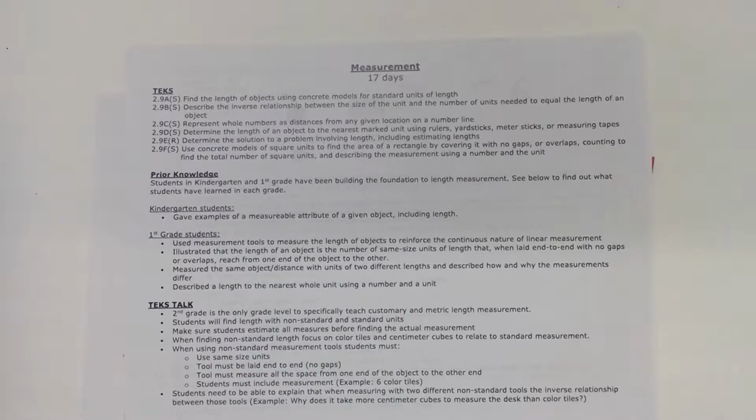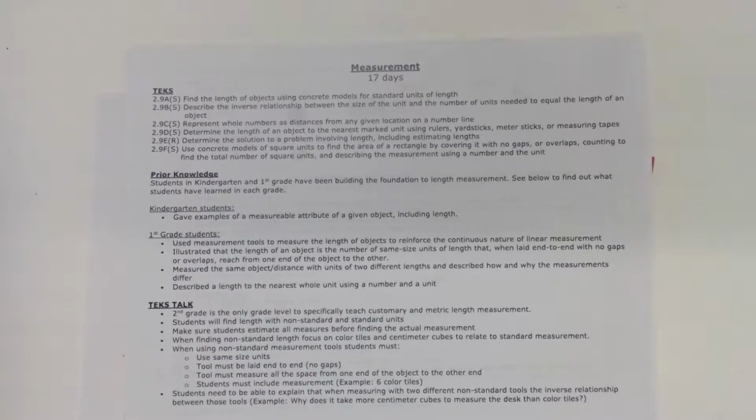In this video, we'll be looking at second grade measurement TEKS, 2.9a, 2.9b, 2.9c, 2.9d, 2.9e, and 2.9f. The measurement TEKS in second grade all have to do with measuring length. There is no weight, there is no capacity, there is no mass measurement in second grade. It all has to do with length.